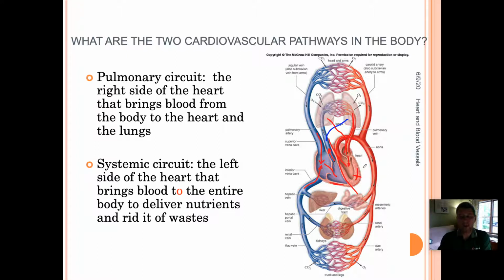The last thing that I want to point out, and this is something that we're going to talk about in more detail in the third video, but look at this little section right here between the small intestine and the liver.